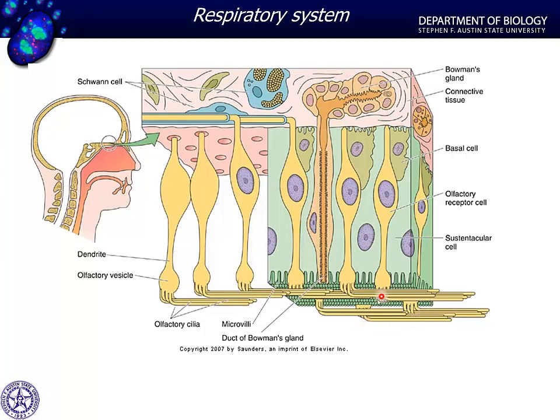But as the odorants bind to the receptors, that's going to send the signal down through the cell, down to the axon, and here we see the fila olfactoria. This is going to be our olfactory nerve, and this is going to go to the olfactory bulb and then to the somatosensory portion of the brain.